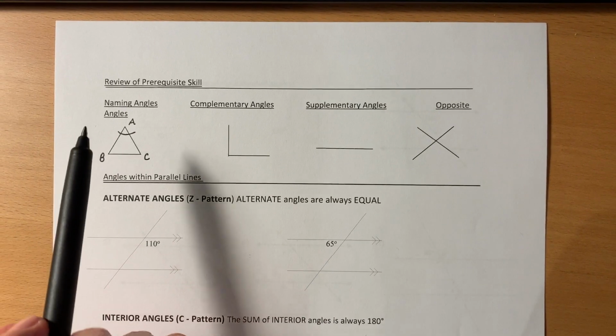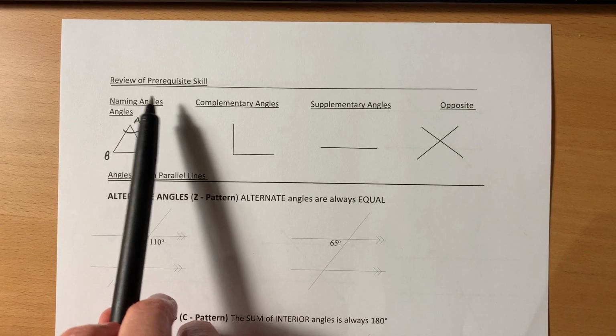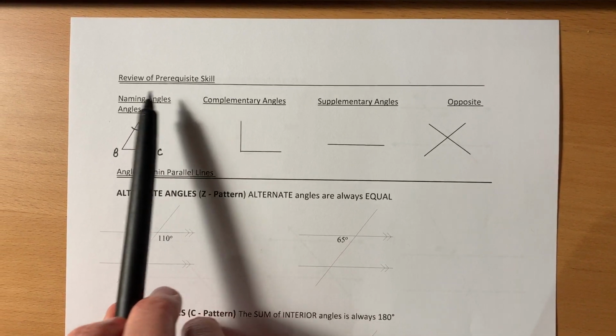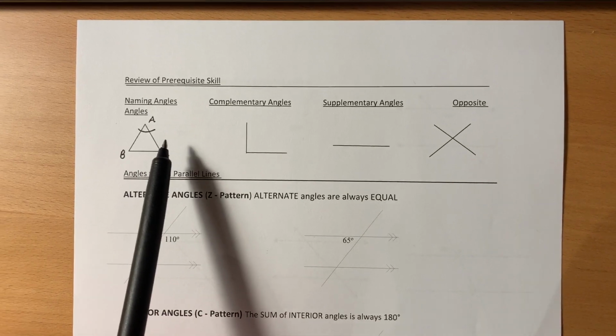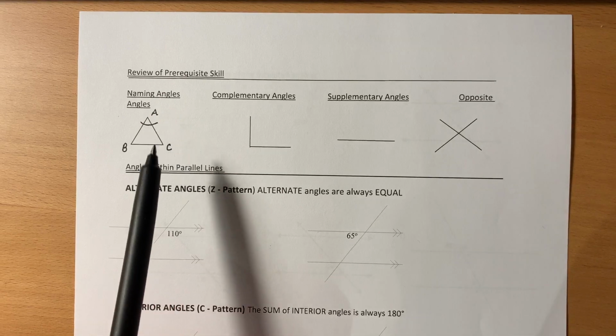Okay, so we're starting chapter 7, but before we begin, let's review some of the stuff that you should have learned in elementary school. So this is prerequisite skills. This is not the grade 9 course, this is elementary school. So what we're going to be looking at are angles.